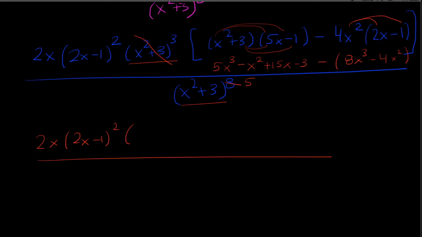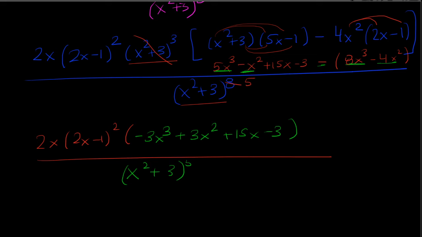So let's see. Now, let's simplify what was in the parentheses. I have 5x cubed minus 8x cubed. So that's going to be negative 3x cubed. Negative x squared minus negative 4x squared. That's going to give me 3x squared. And I have 15x minus 3. In the denominator, I have x squared plus 3 raised to the 5th power.